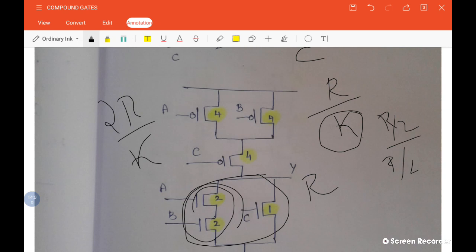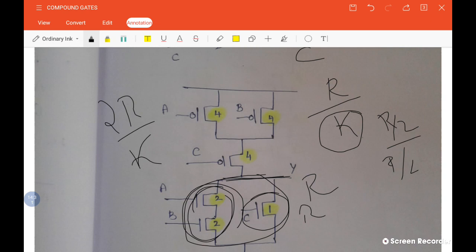Because the next branch parallel to this one is C, a single NMOS. So for a single NMOS, the size you can define is K equal to 1. So the resistance value would be R. So in the pull down network, either this branch or the C branch would be chosen at the worst case. So in total you will have the effective resistance R.